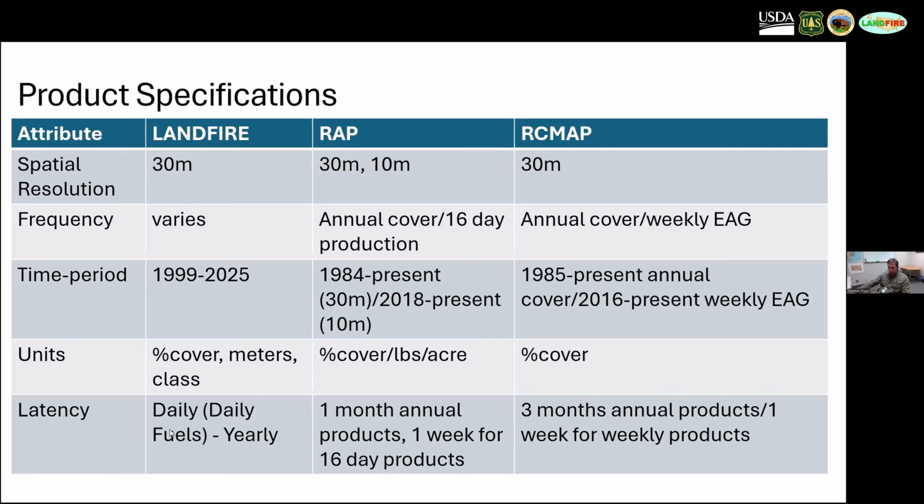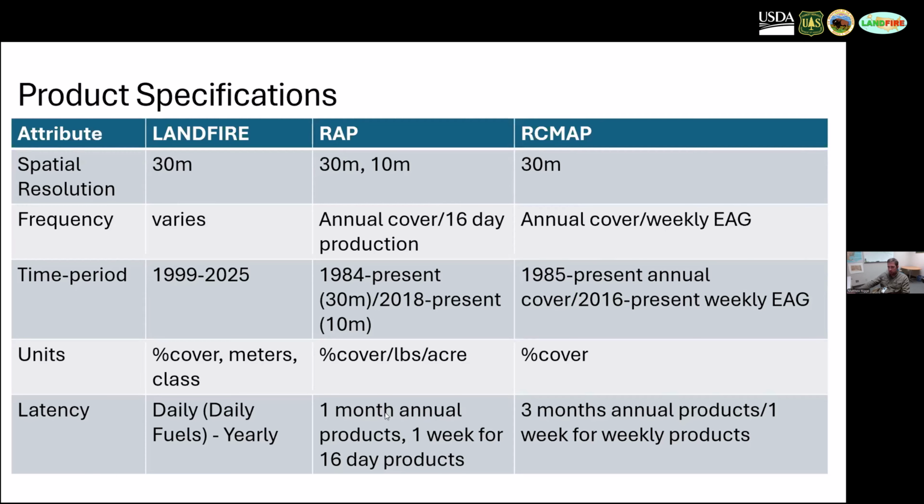Latency is also important to think about. LANDFIRE is normally sort of a yearly cadence on their releases. A 1 month lag in RAP in terms of, for example, getting 2025 products out would be done the first month into 2026. For RCMAP, we are typically about 3 months behind that sort of calendar year break.